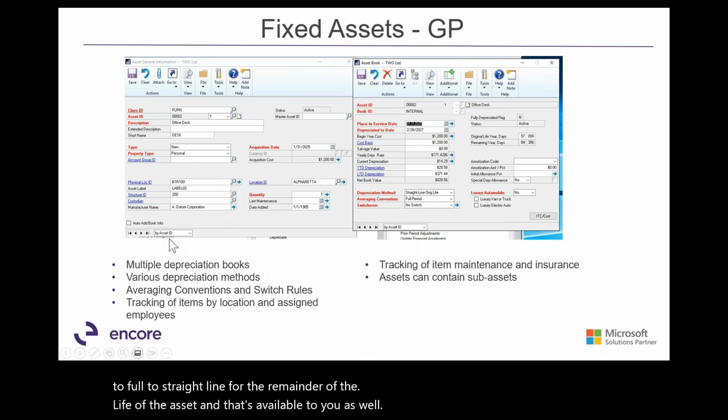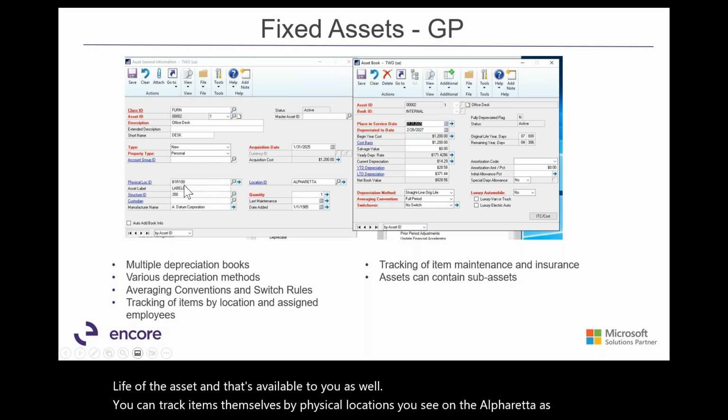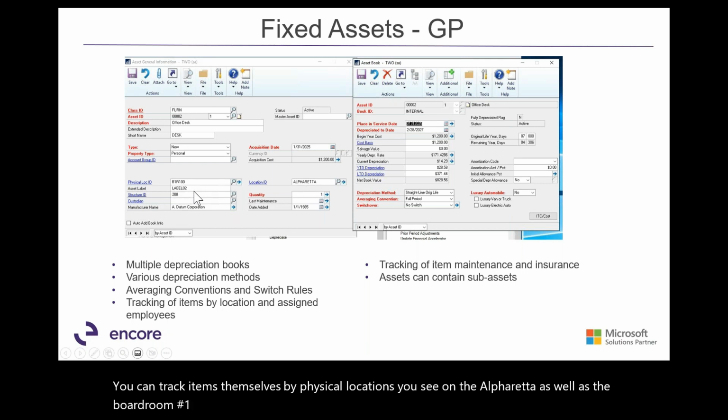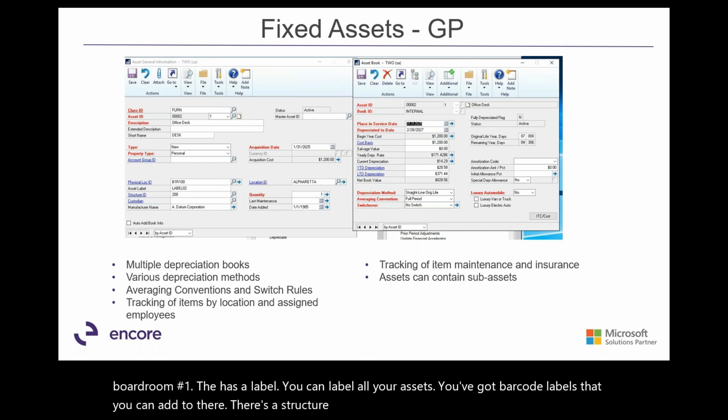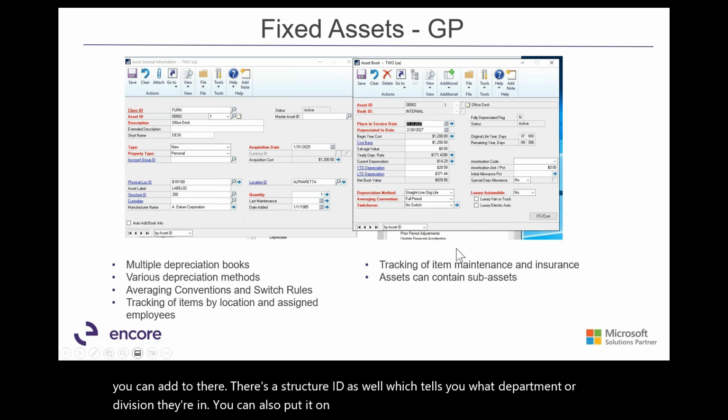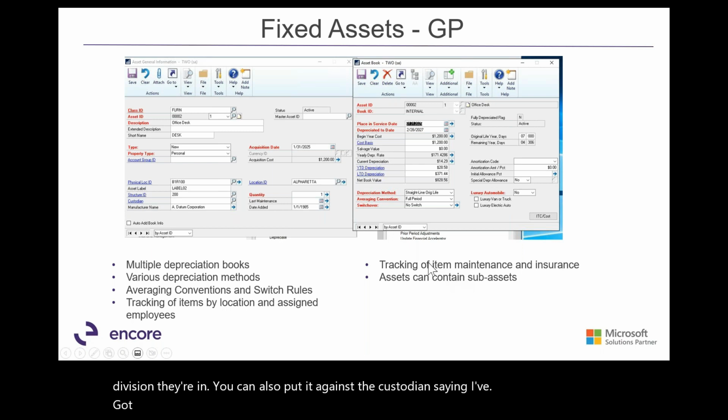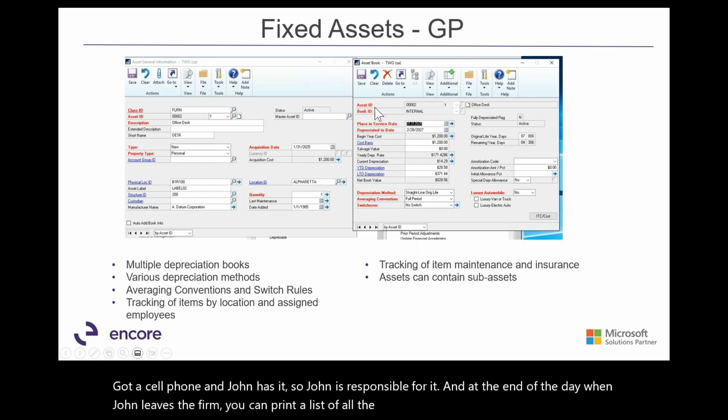You can track items themselves by physical locations, you see Alpharetta, as well as boardroom number 1. You can label all your assets, so you've got barcode labels that you can add there. There's a structure ID as well, which tells you what department or division they're in. You can also put an asset against a custodian, saying, I've got a cell phone and John has it, so John is responsible for it, and when John leaves the firm, you can print a list of all the assets that he has access to. So he may have a cell phone as well as a computer.